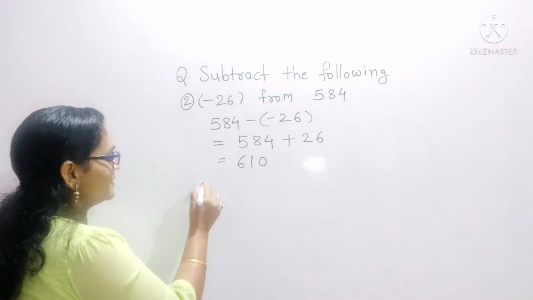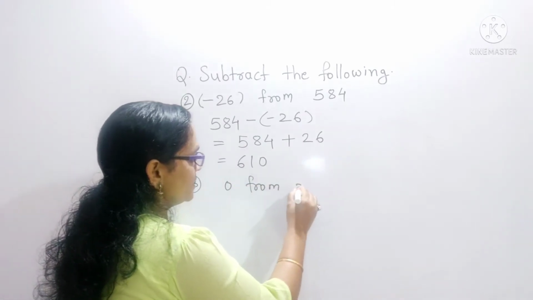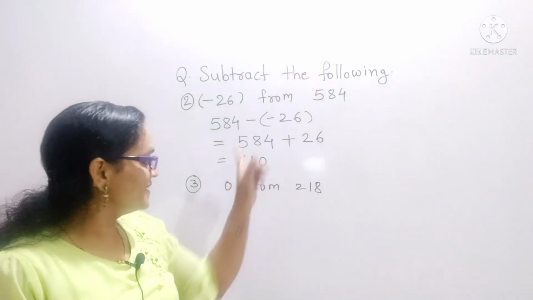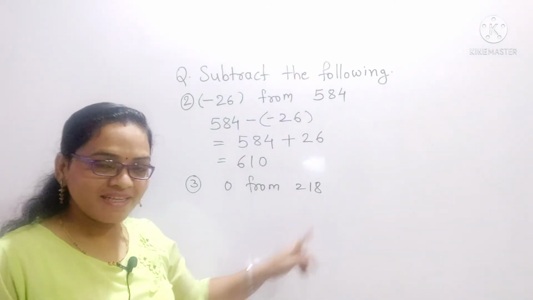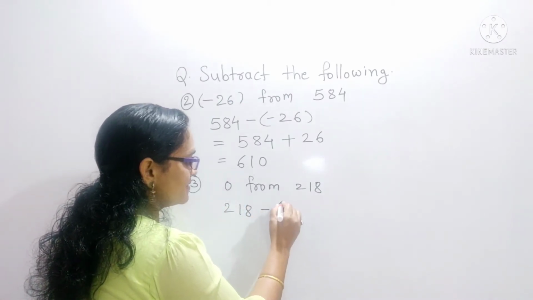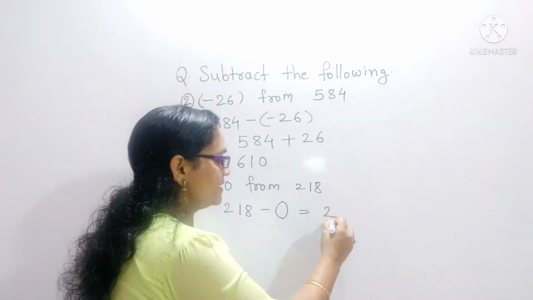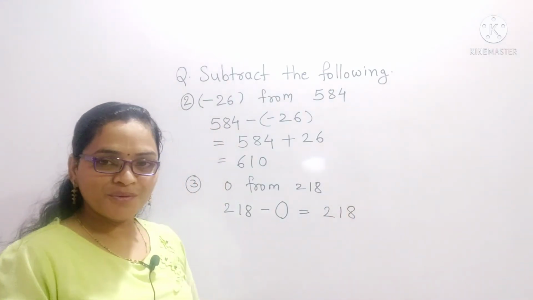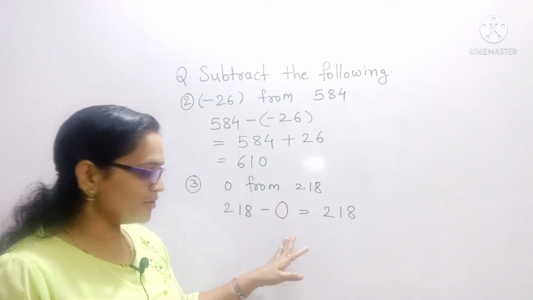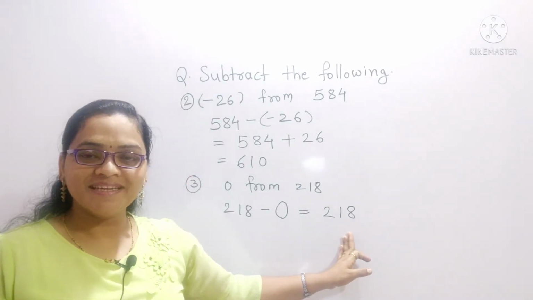Third example, see. 0 from 218. How to read the question? Subtract the following: 0 from 218. 218 minus 0 is equal to 218. How? We have to add the additive inverse of 0. The additive inverse of 0 is 0, and adding it we get the difference 218 only.